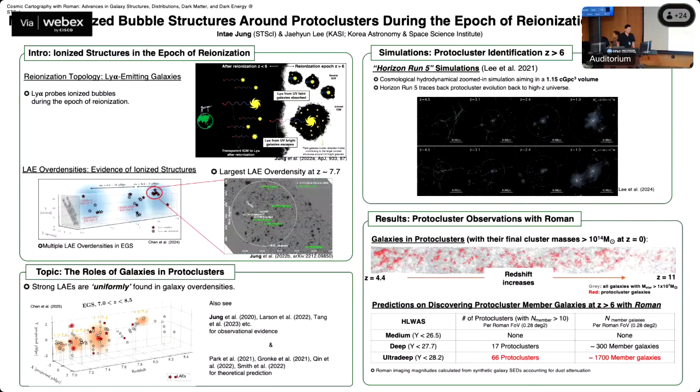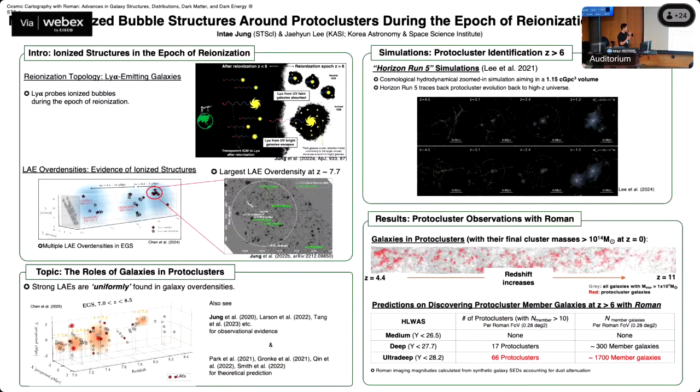Hello, I'm Inte Zhang, a postdoc here at STScI. My poster presents my ongoing project on Roman perspective on identification of protoclusters during the epoch of reionization. Lyman alpha emitter searches probe reionization. The Lyman alpha emitters have been probing the reionization topology, as the Lyman alpha is only visible through the ionized regions during the epoch of reionization.